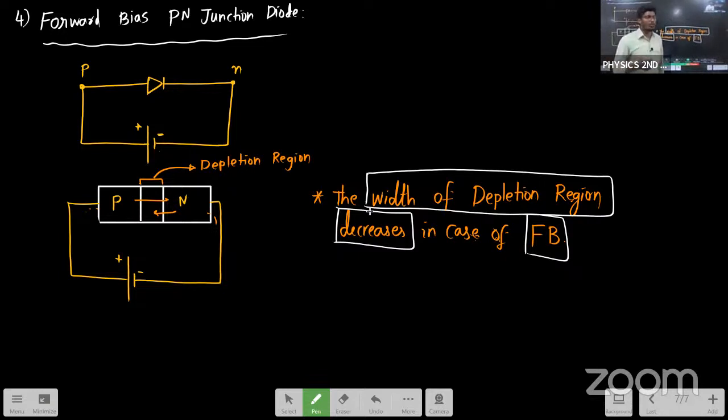Forward bias. So what is the meaning of forward bias p-n junction diode? When p terminal of a p-n junction diode is connected to high potential of the battery, and n terminal is connected to low potential of the battery, then we'll be getting forward bias p-n junction diode. So what will happen to the width of depletion region in case of forward bias p-n junction diode? The width of depletion region decreases in case of forward bias. So let us discuss about reverse bias.